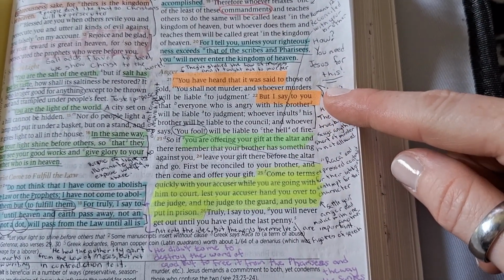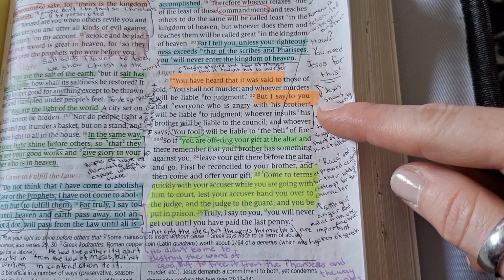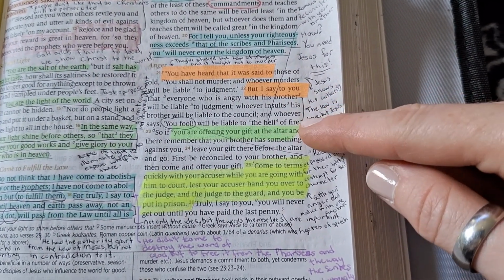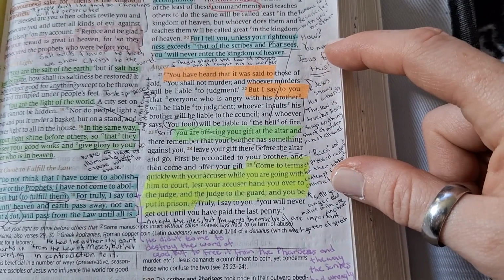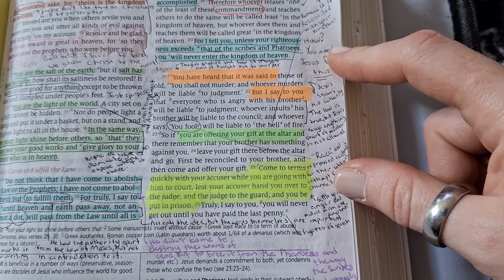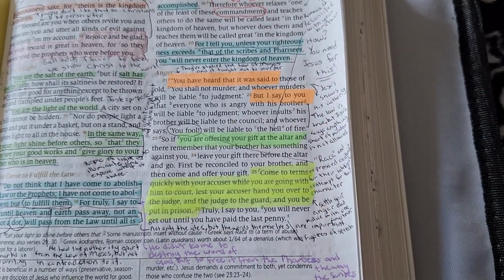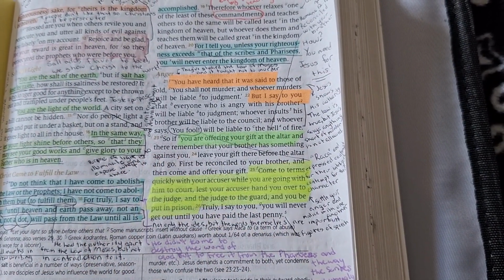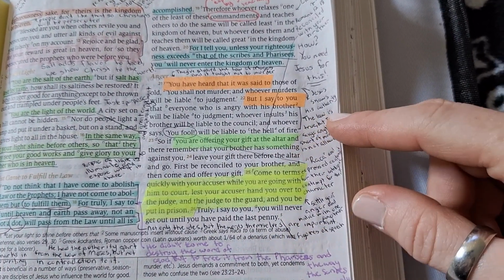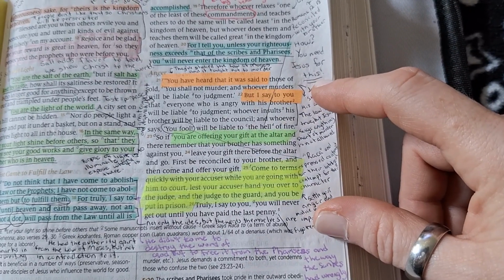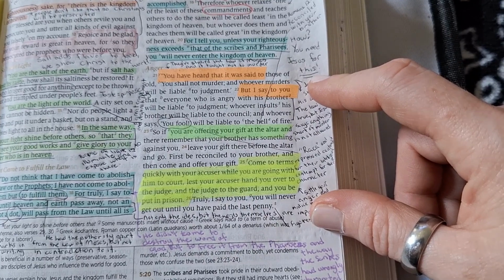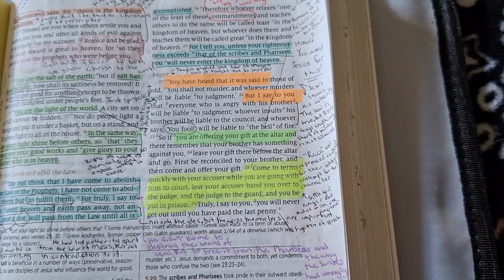Okay, he's saying to you, everyone who is angry with his brother will be liable to judgment. So right there, he's basically saying that the law is true, but Jesus is saying that anything short of murder is also not allowed. Which is why he pointed out, you fool, you will be liable to hell of fire. So raka, which is another word for fool, is to express contempt for their intelligence, contempt for their character.